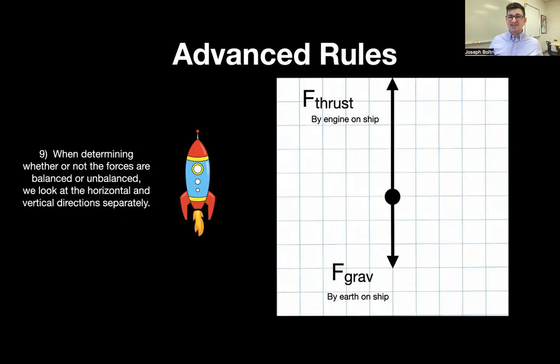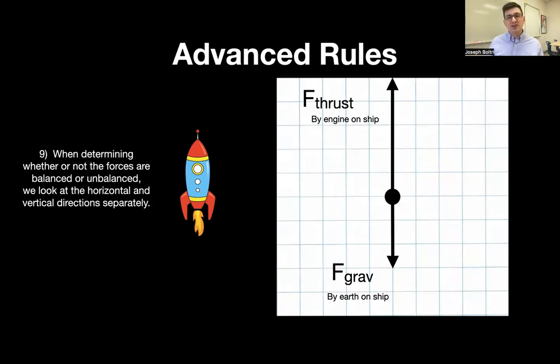So what that would look like is here I have the forces in the vertical and horizontal directions. In the vertical direction, the forces are unbalanced, whereas in the horizontal direction, the forces are balanced. This is good because we want the rocket ship to accelerate upwards while maintaining a constant velocity in the horizontal direction. So just an important thing to know is we can look at vertical and horizontal separately.